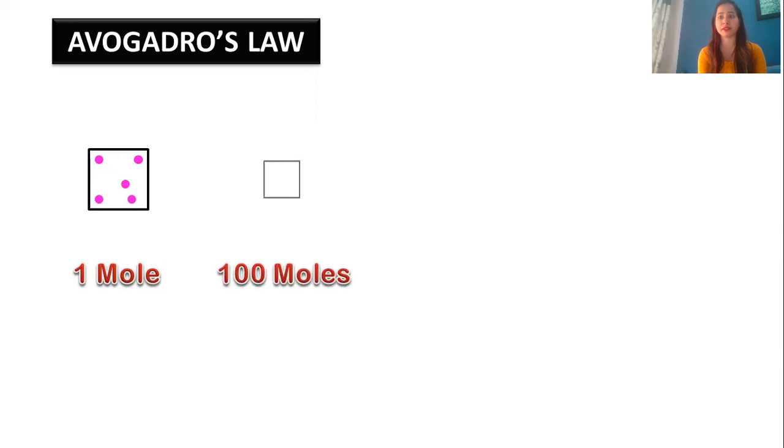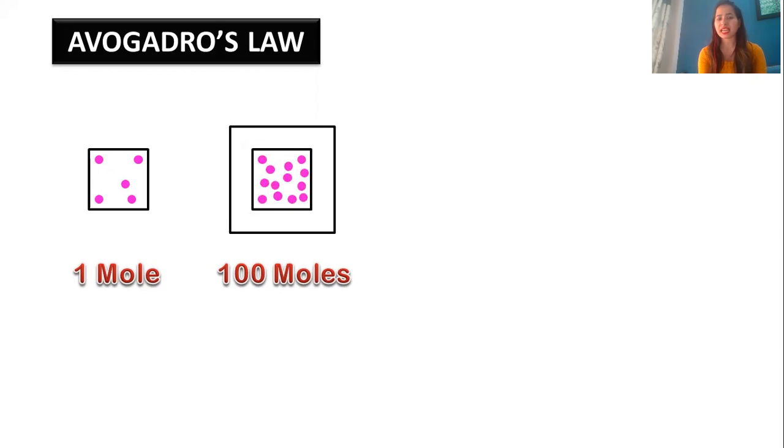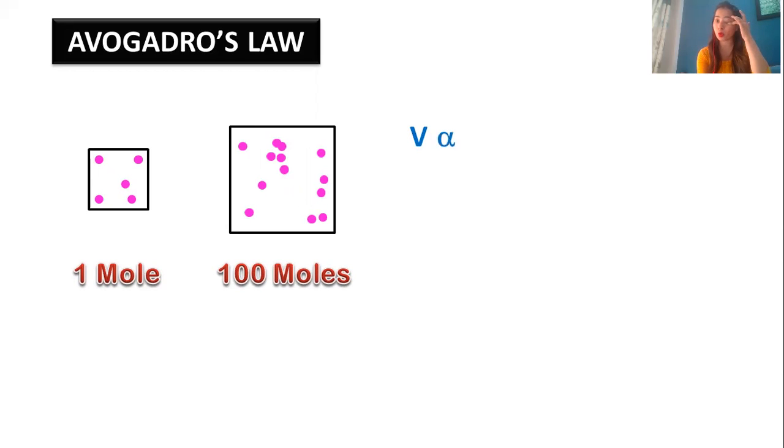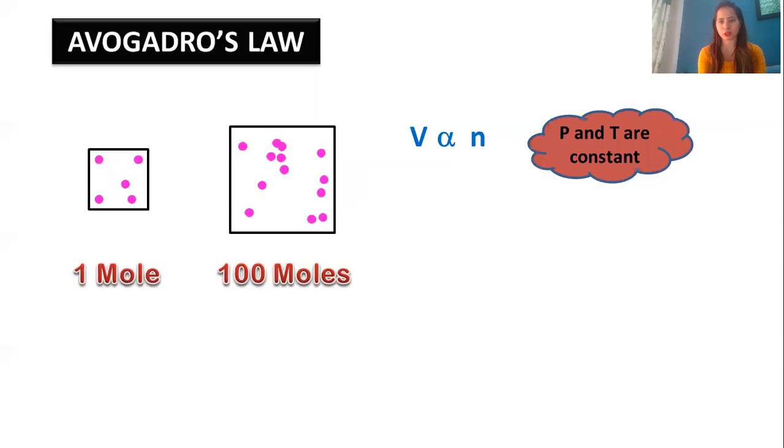Now, when I say 100 mole, you can see the volume has increased. As the number of moles has increased, the volume will also increase, because 100 moles cannot be accommodated in such a small space. So we need to increase the volume. So what we say over here is, as volume increases, number of moles increases. So we say volume is directly proportional to number of moles at constant pressure and temperature.